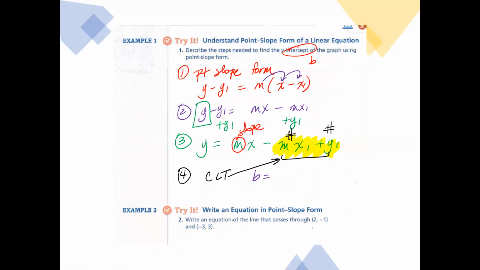Number 2, write an equation of a line that passes through (2, -1) and (-3, 3). All right, so you have 2 different points, x1, y1, x2, y2. Now remember, your slope formula is y sub 2 minus y sub 1 over x sub 2 minus x sub 1.